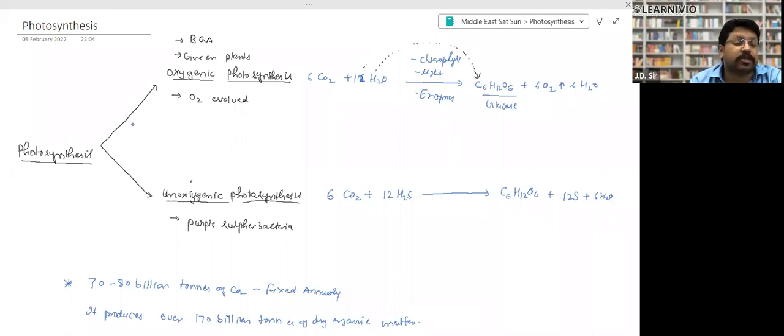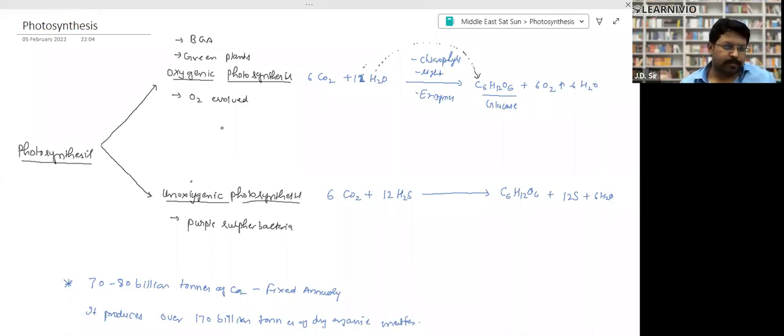Write it down. What is the waste product? Write down: in photosynthesis, glucose is the product, oxygen is the byproduct, and water is the waste product.